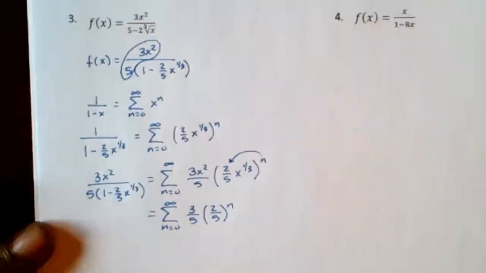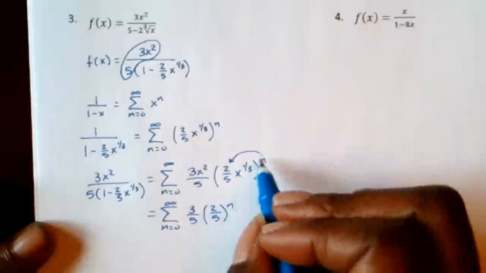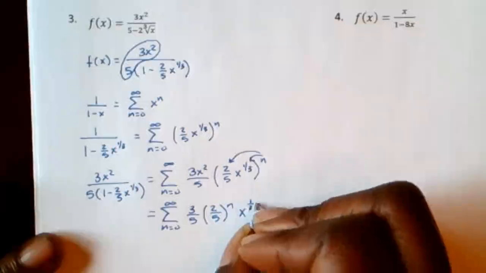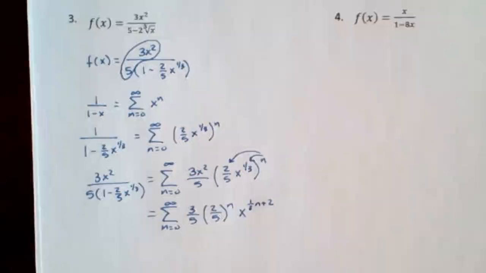And then I also see I have x squared and x to the 1/3 n. So that's going to be x to the 1/3 n plus 2. All right, so that is my power series. Now I need to figure out my interval of convergence.